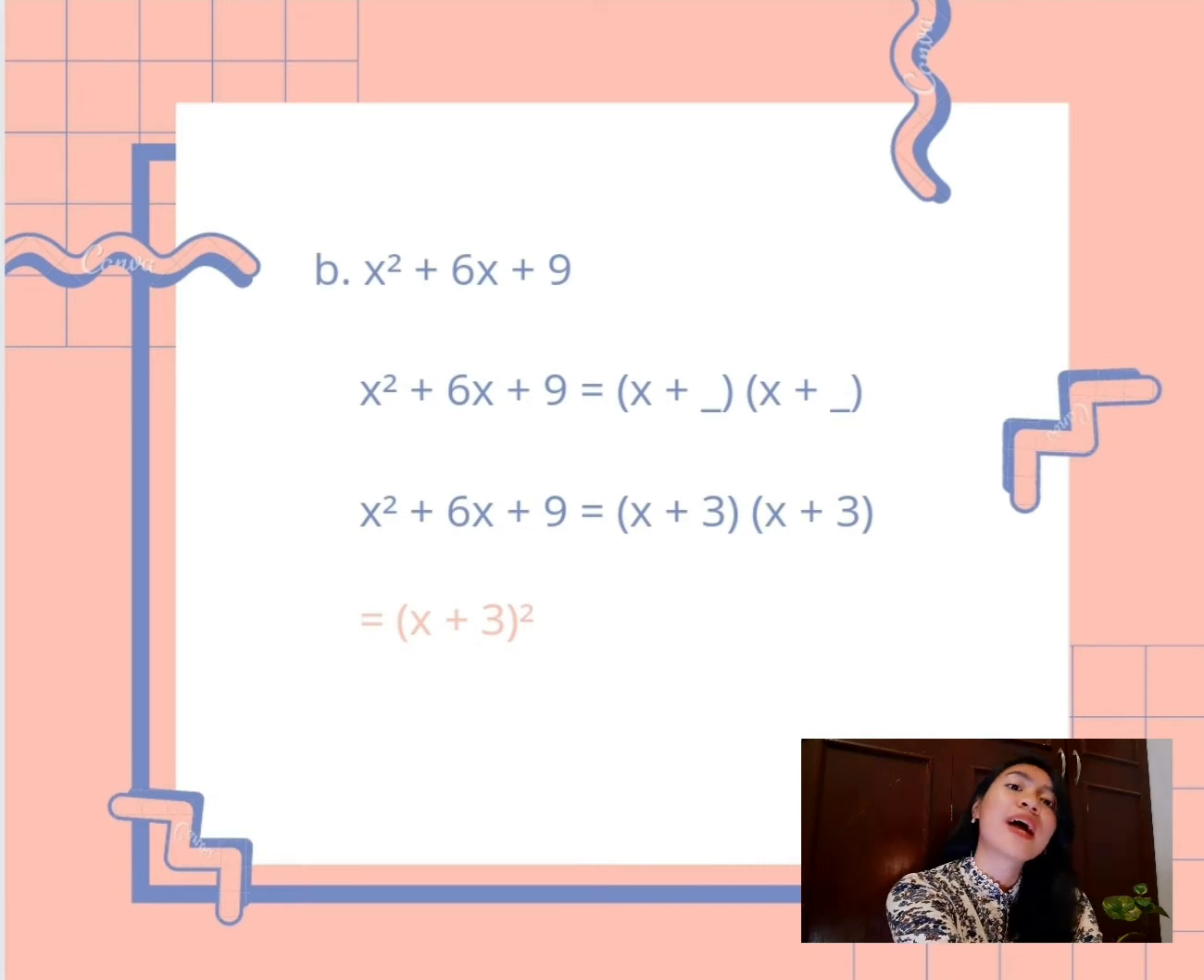In this case, we have the perfect square of 9. So automatically, we will use its factor 3 times 3. So start with the initial form, x squared plus 6x plus 9 is equal to x plus blank times x plus blank. Replacing it with the factor 3 times 3, it will give us x squared plus 6x plus 9 is equal to x plus 3 times x plus 3. So since we have the common factor, we can also rewrite it as x plus 3 squared.